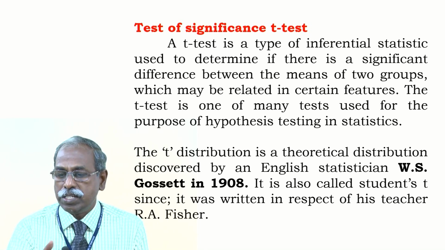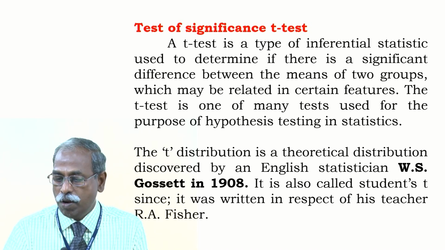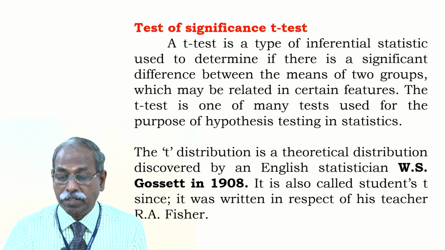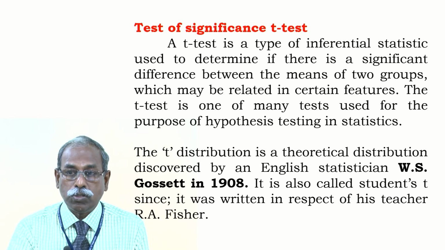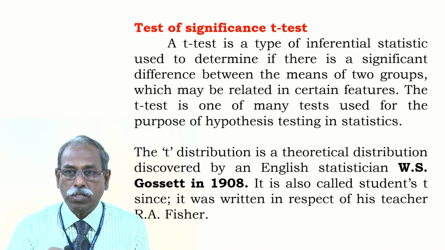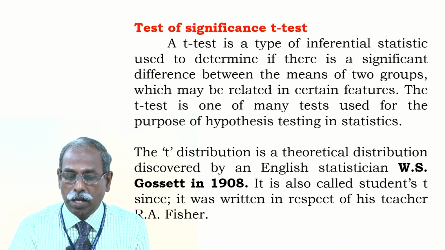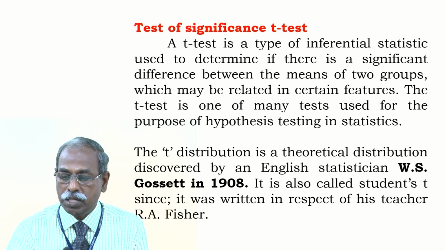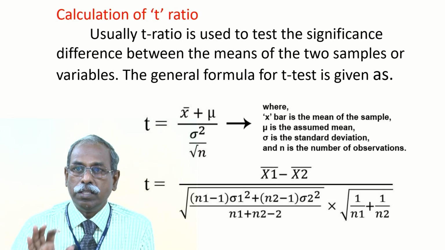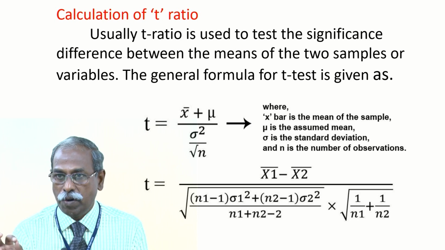Here I give some theoretical information about the t-test. The t-test was developed by an English statistician, W.S. Gossett, in the year 1908. W.S. Gossett was working under his teacher R.A. Fisher. The researcher wanted to give respect to the teacher, so the test was named the Student's t-test, and shortly it is called the t-test. That is the historical development of the t-test.